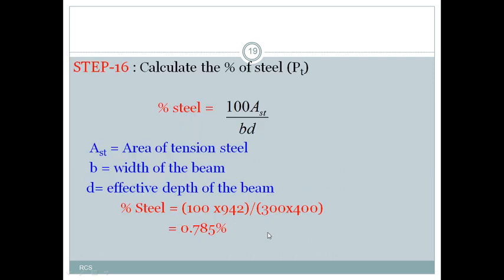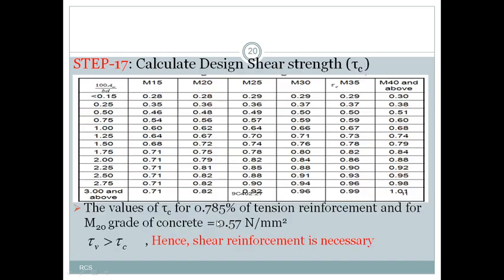Next we have to calculate the percentage of steel. This percentage of steel we have already calculated, that is 0.8785. Here Ast is the area of tension steel, b is the width of the beam and d is the effective depth of the beam. If you substitute all those values in this equation, we get 100 into Ast, which is 942, by b which is 300, d which is 400, and we will get 0.85 percent. Right.